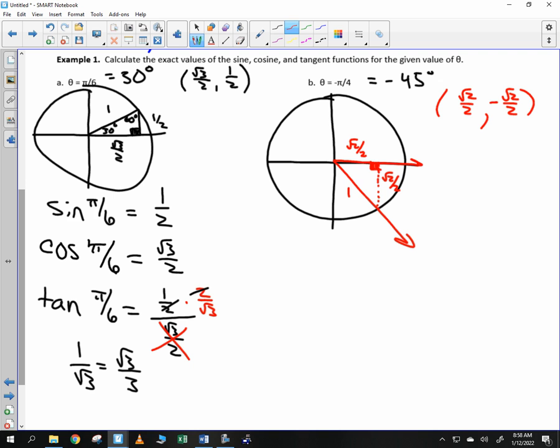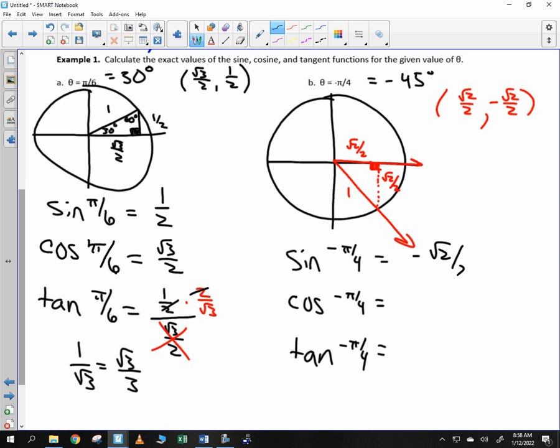So let's identify sine, cosine, and tangent. The sine of negative pi over 4, the cosine of negative pi over 4, and the tangent of negative pi over 4. What's the sine value going to be? The y value, negative root of 2 over 2.